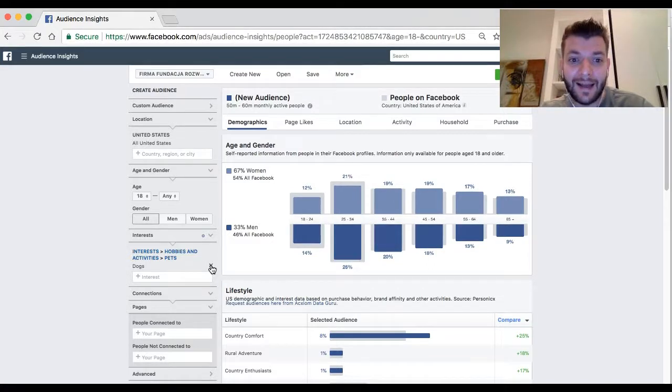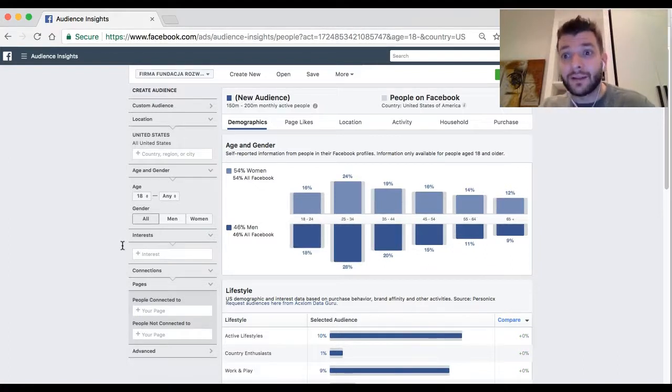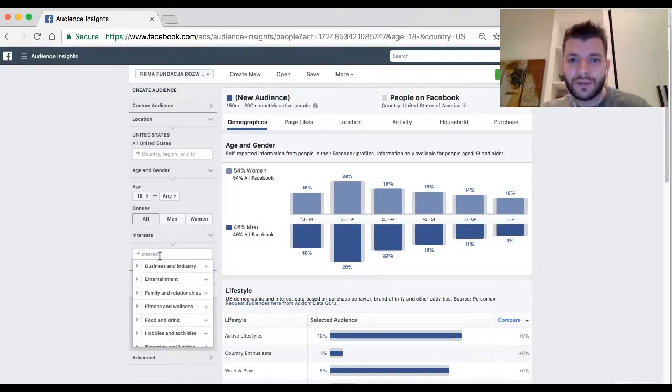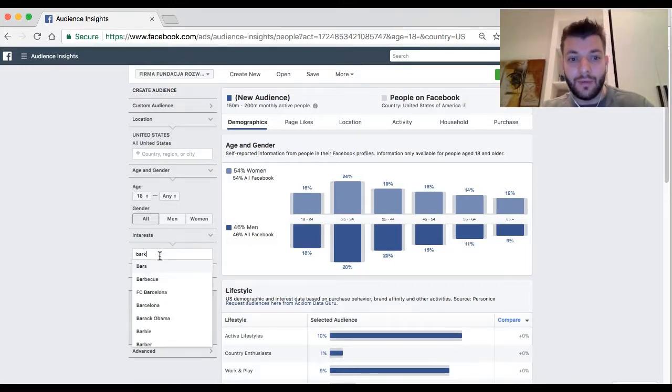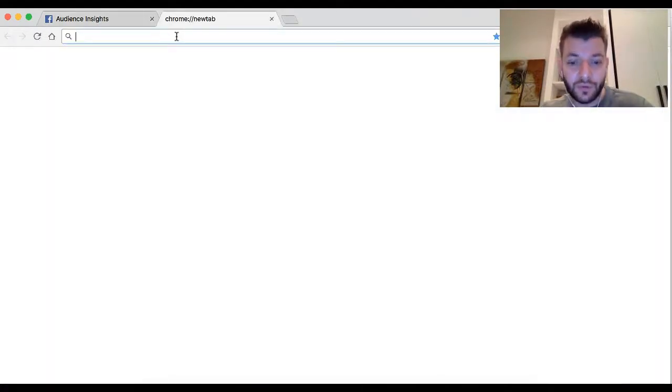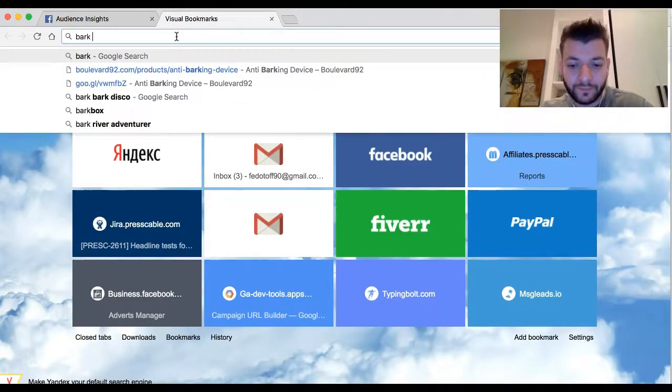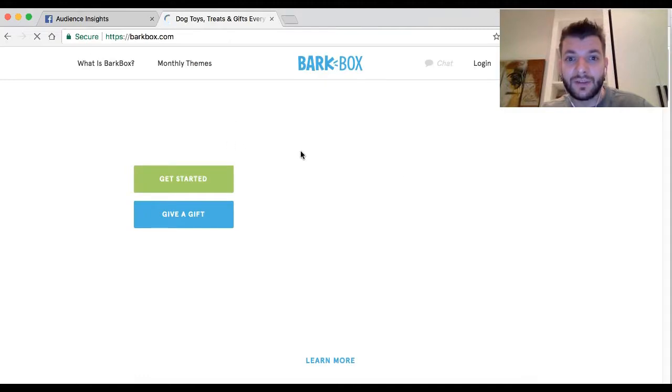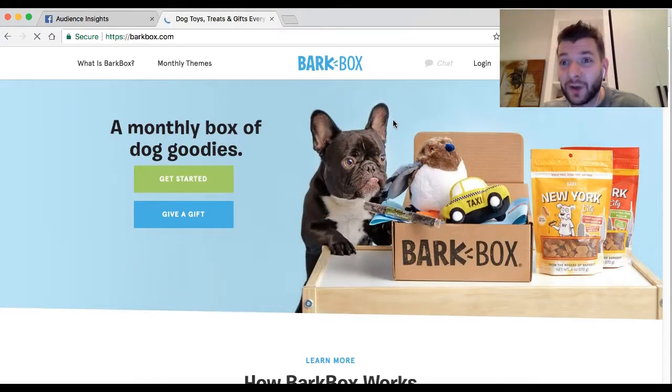What you want to do instead is think about the main competitors who are also selling dog accessories. If you do some research, you identify some companies that sell products for dogs. As I know this market a little bit, I know a company called BarkBox. If you just go into Google and type BarkBox, this is a company that sells products for dogs on a subscription basis. So unless you have a dog, you wouldn't use this company.